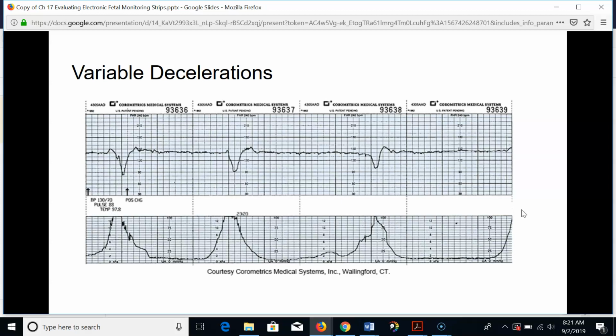Variable decelerations are caused by cord compression. This can be the umbilical cord around the neck, body, a knot tied in the cord, or the fetus lying on the cord. You ask yourself the three questions. 1, are they good or bad? Bad. What causes them? Umbilical cord compression. And 3, what do we do about them?